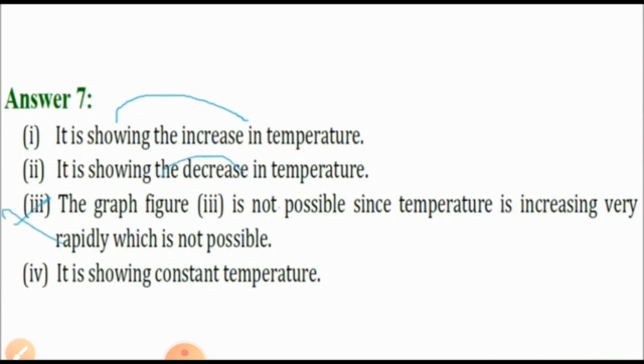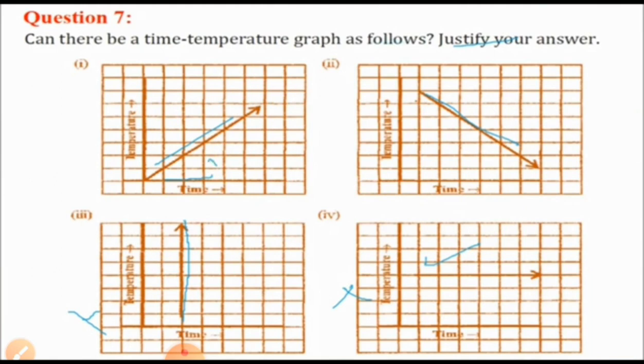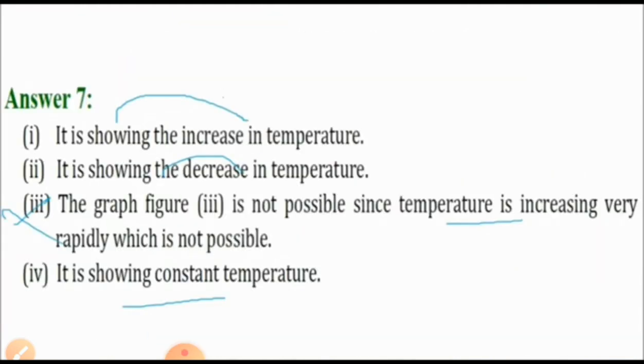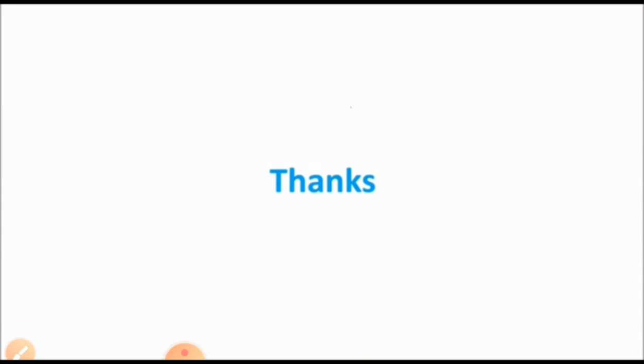See, the graph in figure 3 is not possible since temperature is increasing very rapidly, which is not possible. It is showing constant temperature. Isn't it? Correct. Now look at here question number 7. What is the time according to the time? We can say it is not possible. Okay. So here we end our 15.1, all questions from the textbook.